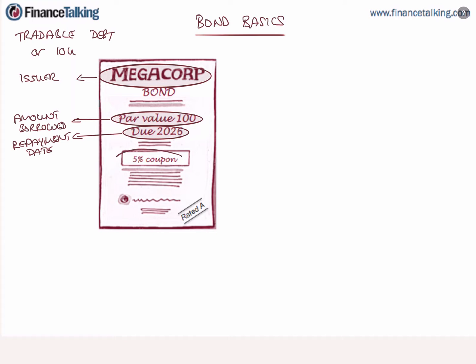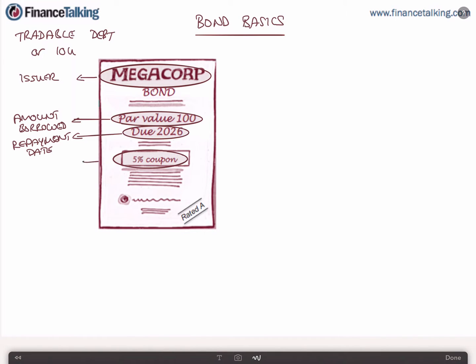Then we have the 5% coupon, and the coupon is the interest rate on the bond. So it's just the interest rate, the interest that Megacorp is paying to compensate investors for the risk they're taking. So, of course, the investors are lending money to Megacorp. They're lending £100 for 10 years. And in exchange for that, they're getting £5 a year interest.